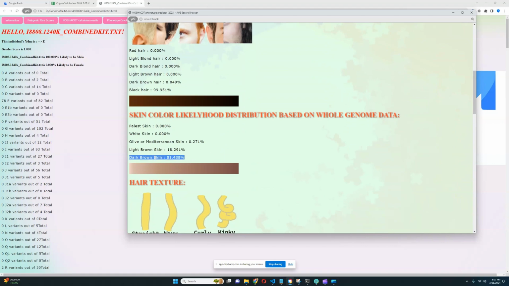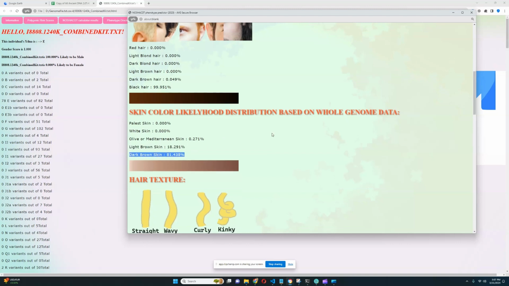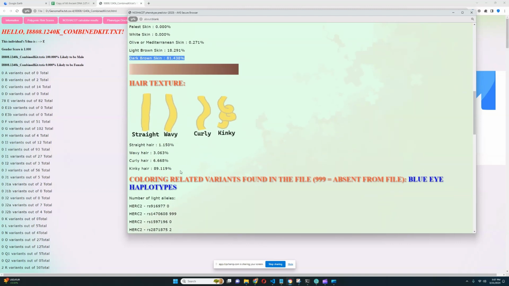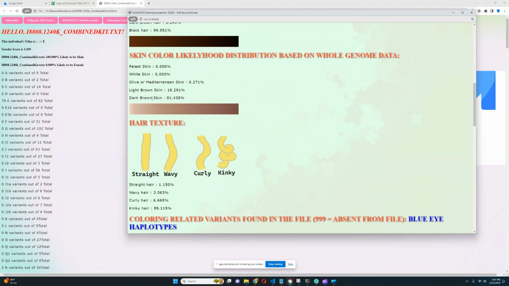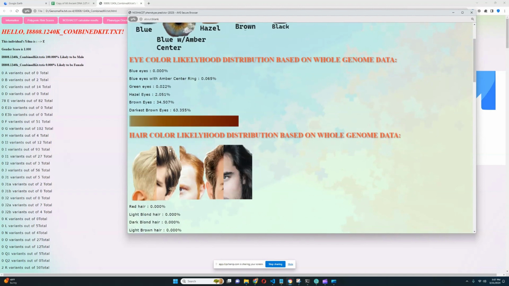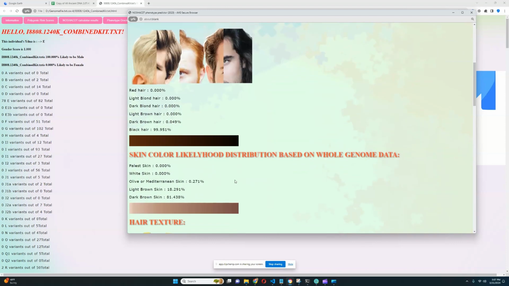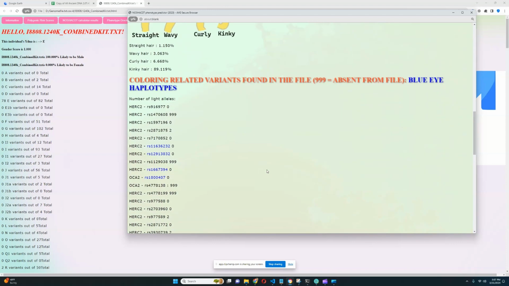It looks like he's got dark brown skin. Although light brown skin is also sort of possible as well. He most likely has dark brown skin. And for hair texture, it looks like he has got kinky hair. Very typical phenotype for somebody who is a sub-Saharan African to score kinky hair, dark brown skin, black hair, and dark brown eyes. Very typical phenotype for a sub-Saharan African.